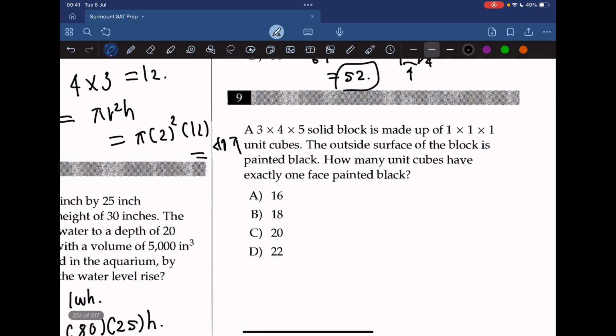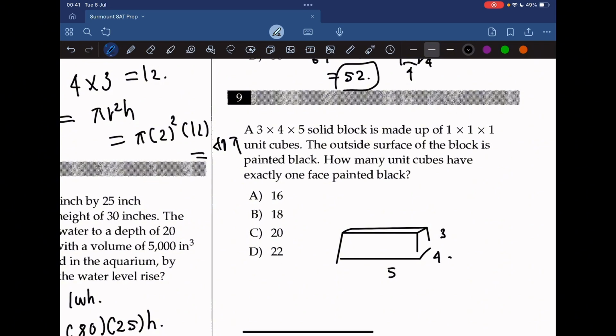Okay, a 3 by 4 by 5 solid block is made up of 1 by 1 by 1 unit cubes. The outside surface of the block is painted black. How many unit cubes have exactly one face painted black? So if we were to draw this solid block, like so, and let's say this is 5, let's say this is 3, and this is 4.